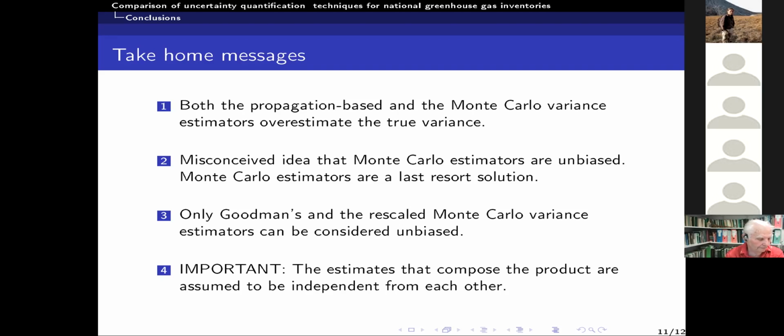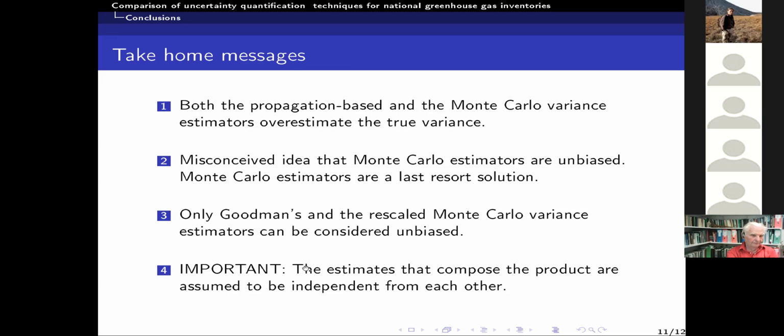There is this misconceived idea that Monte Carlo estimators are always unbiased. That's not true. Monte Carlo estimators were designed as a last resort solution, and they should be considered as such: when we don't have any other option, we use a Monte Carlo estimator. Only Goodman's and the rescaled Monte Carlo variance estimator can be considered unbiased.